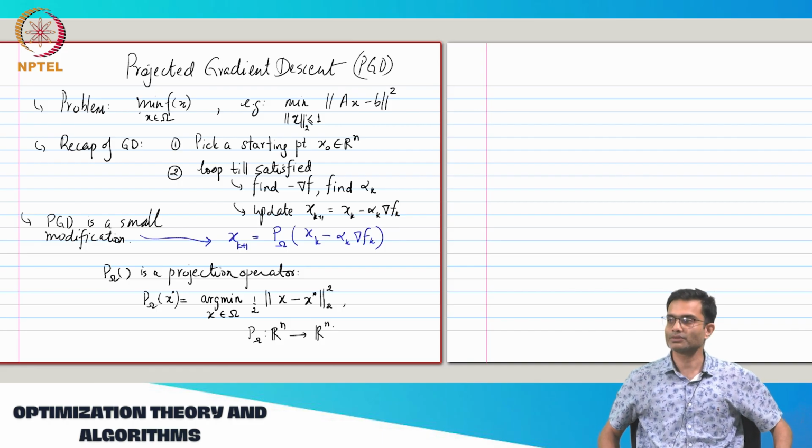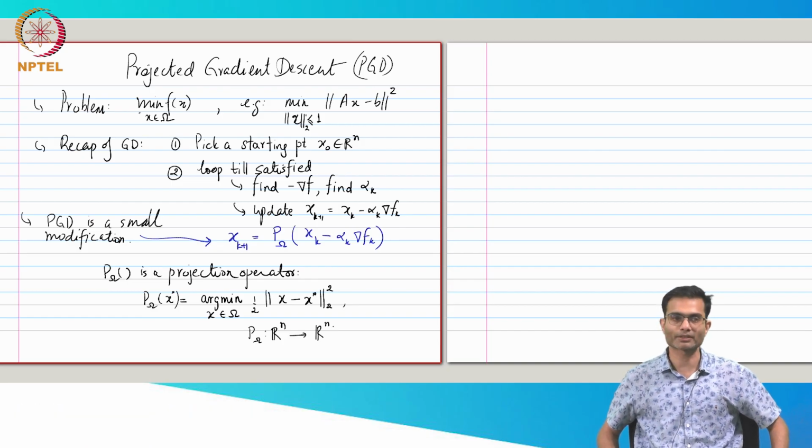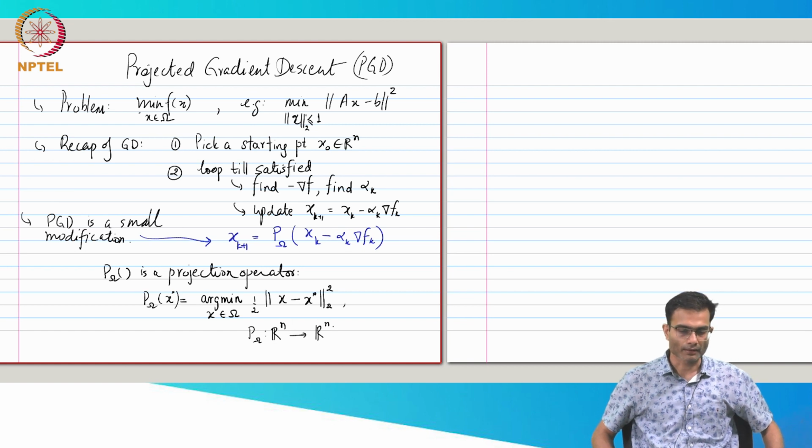Talking about yesterday was the first algorithm for constraint optimization, projected gradient descent. So far, we just gave you the basic definition.